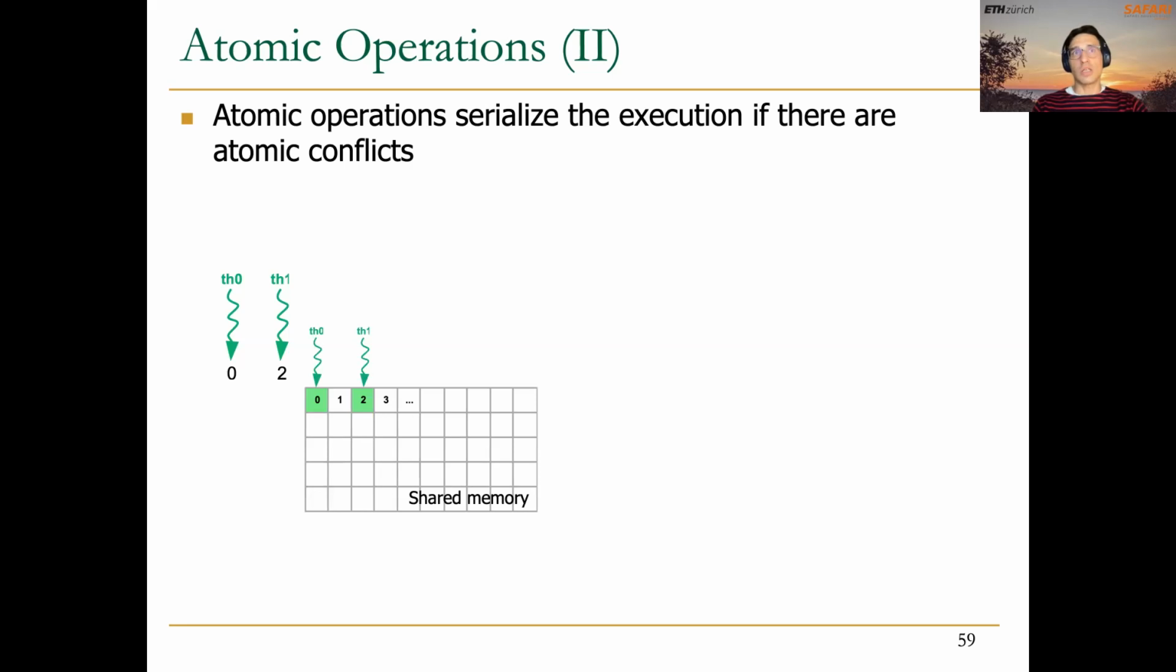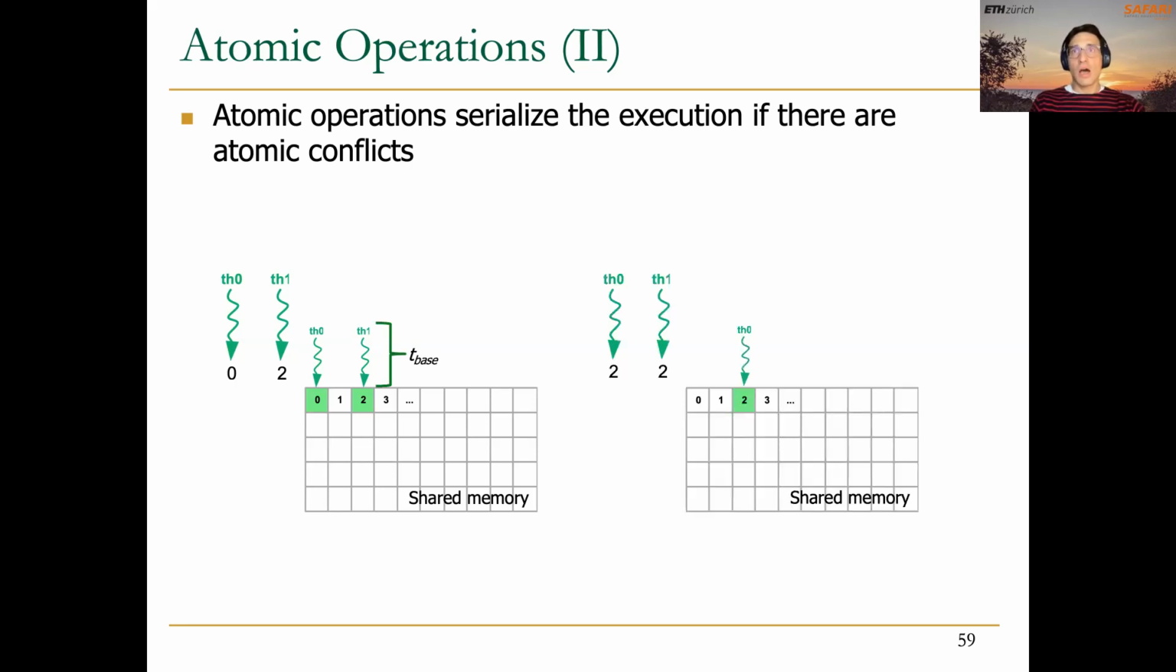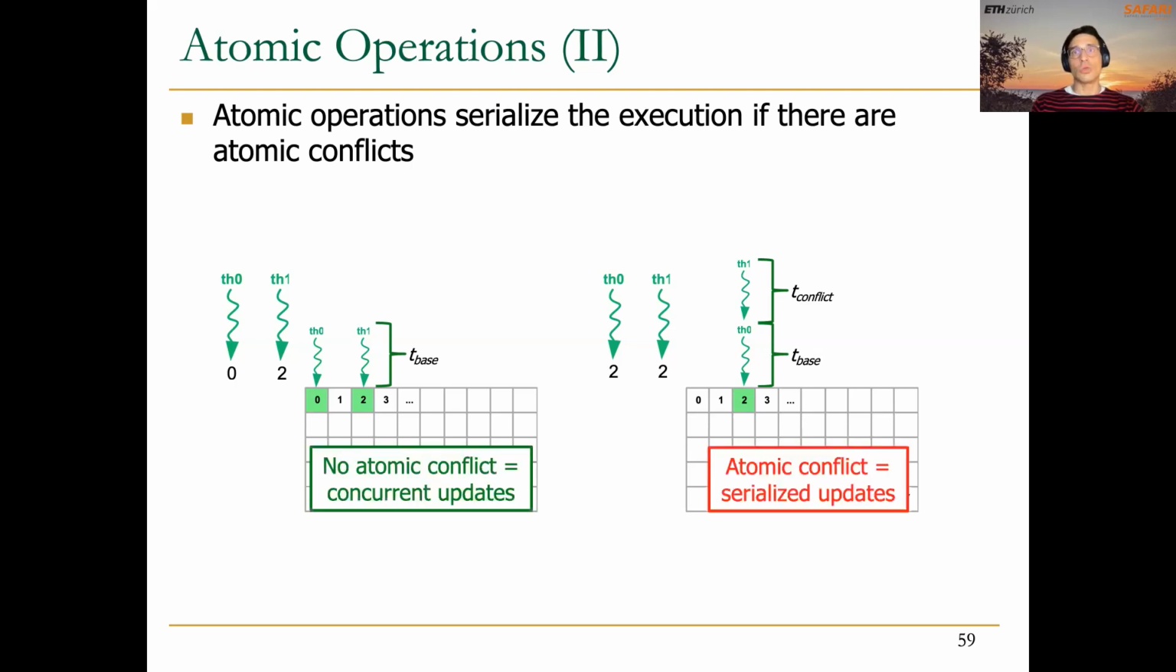Here you can see one example. If these two threads, thread 0 and thread 1, need to update two different elements in different banks, for example, of the shared memory, that's perfectly fine. They can update these values. They can perform the read, modify, write operation in parallel with a certain latency. However, if these two need to update the same element in the same bank, we will have a serialization, we will have a longer latency due to the atomic conflict.